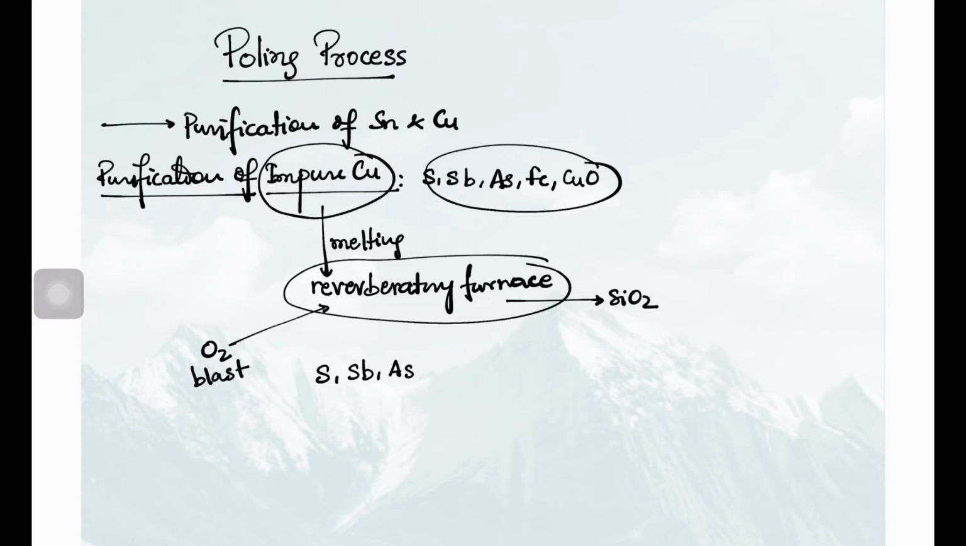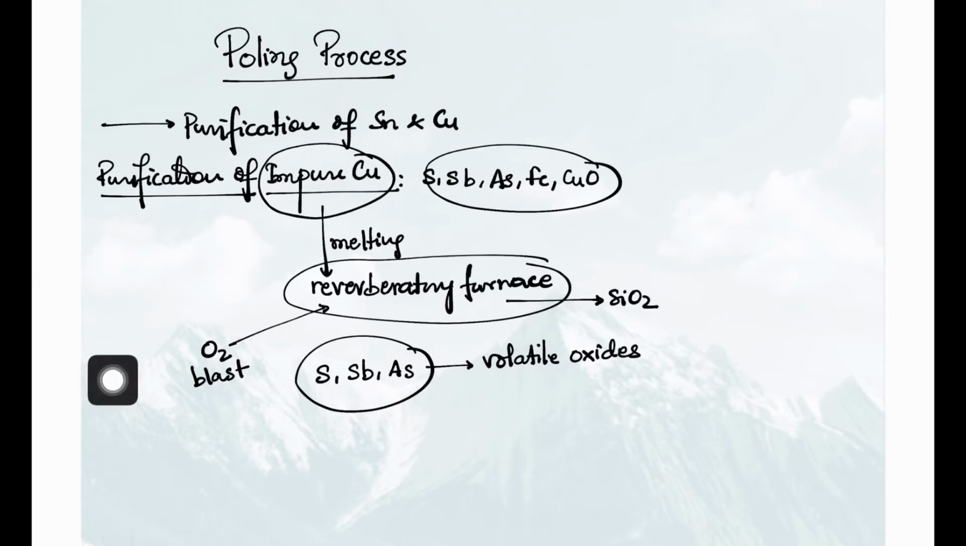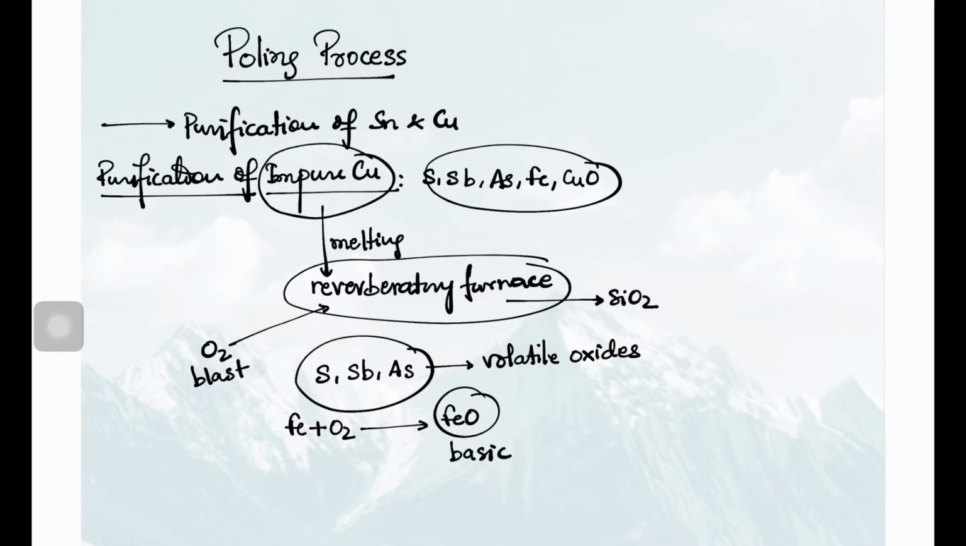Okay, and these will turn into volatile oxides. Like sulfur can turn into SO2, Sb2O3, As2O3. These are the volatile oxides, and they will be removed from the impure copper. Okay. Now the iron impurity, iron will react with the hot blast and will form FeO, and we know that it's a metal oxide, so it is basic in nature.